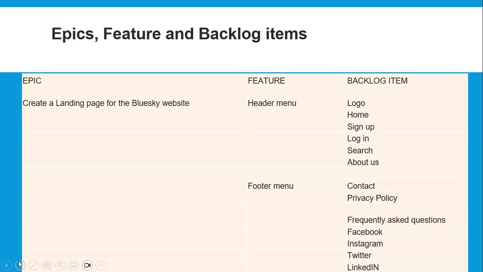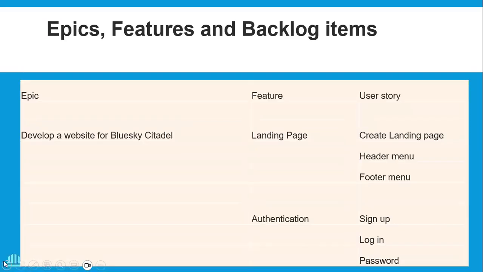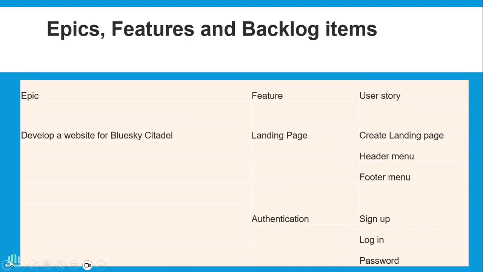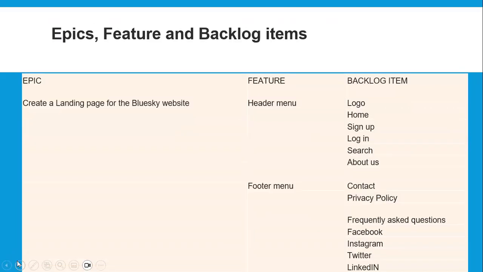This is another example. In this example, you will see the level of detail or granularity is different. In the first one, the Epic was broken down into the landing page and authentication. But here, this Epic has been broken down into what? Header and footer menu. I'll take you back again. Can you see where header and footer menu was in the first example? Header and footer menu is showing as your user story there. And in this second example, header and footer menu is showing as your feature.